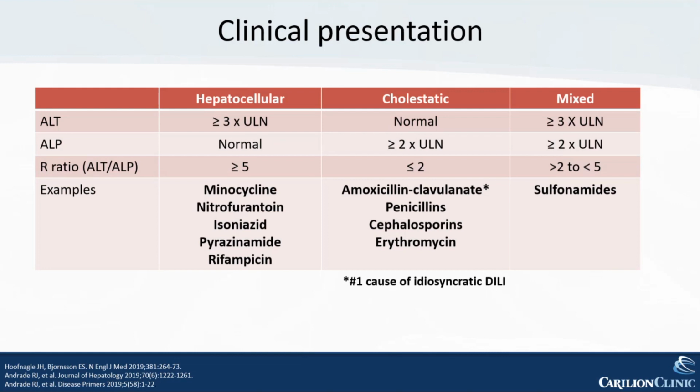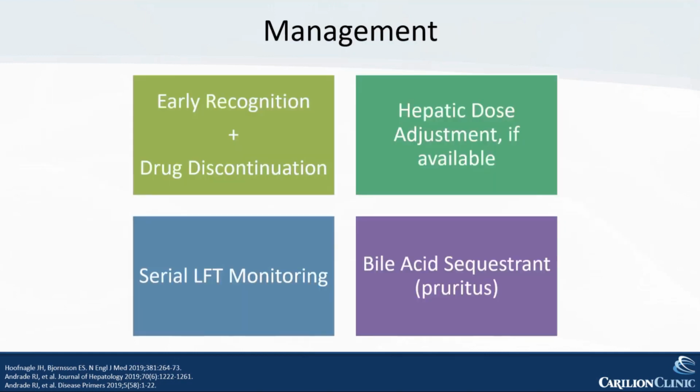on what's happening. For management of our hepatic toxicities, we see early recognition and drug discontinuation as one of our cornerstones. In some situations, we can do some hepatic dose adjustment, though most medications don't really have that, and making sure we're doing serial LFT monitoring to watch for any sort of increases or changes. In some situations, we can also use bile acid sequestrants if patients are having significant pruritus.